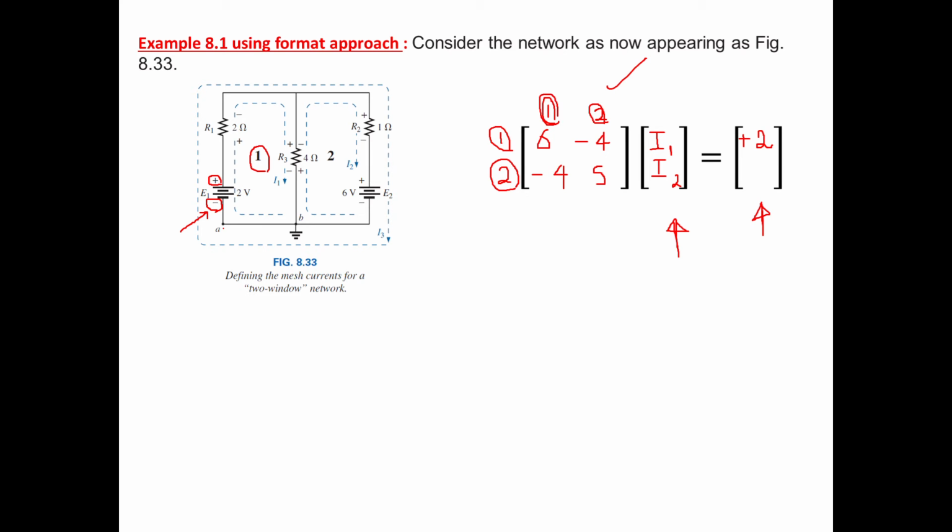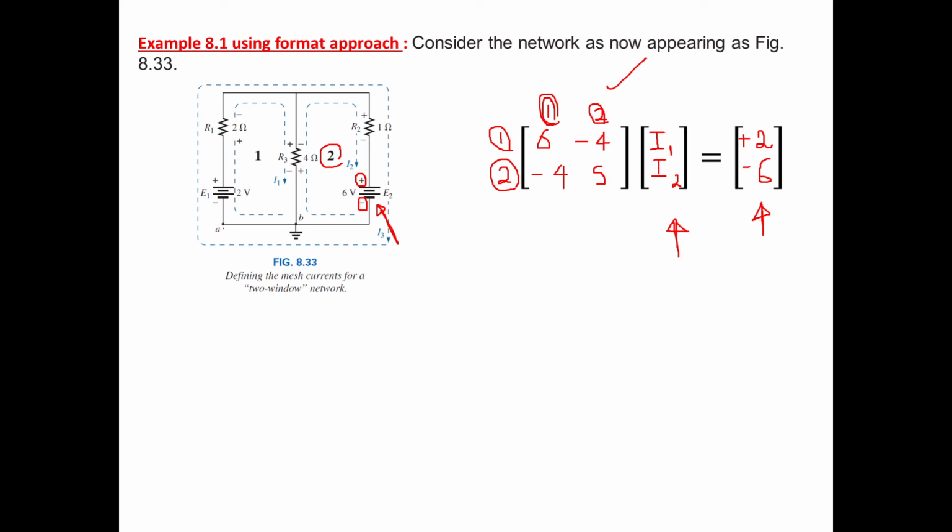Go to the next loop, loop number 2. Is there any voltage source in loop number 2? Yes, we have a voltage source. How is the current flowing? Current is flowing from positive to negative terminal. Positive to negative terminal means drop. So minus 6. So this is how you form it.